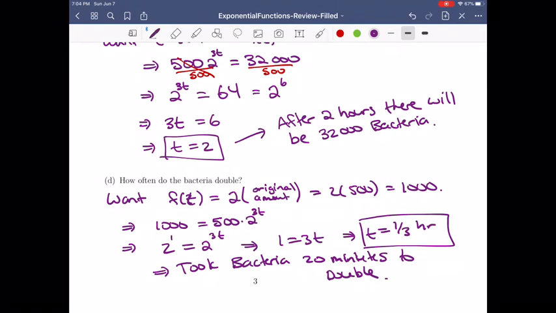So that's just some examples using exponential functions, their graphs, and some properties about them. Later we're going to talk about the logarithmic functions and how they relate to the exponential functions, and then we'll be able to solve even more different types of exponential equations.